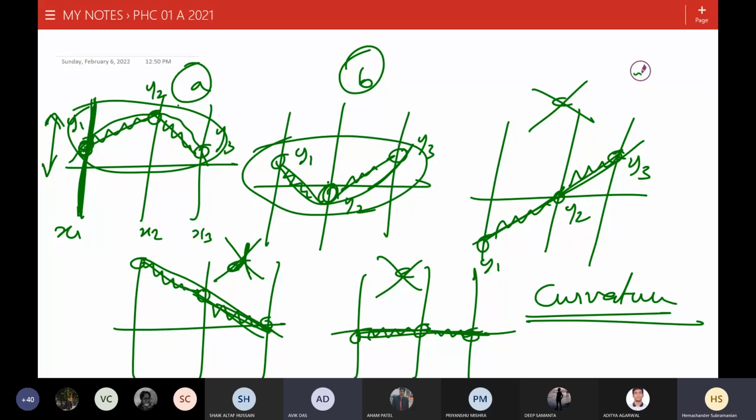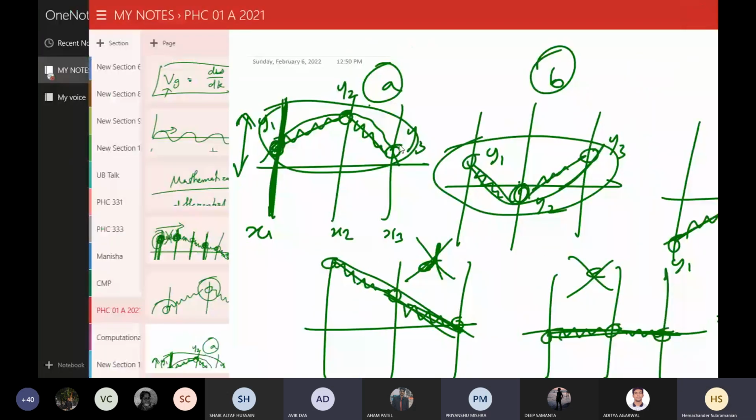Any problem here? There may be some cases where there will be a component in the perpendicular direction only, not the whole force is in the perpendicular direction. Like in the second case, one component is in the parallel direction and one component is in the perpendicular direction. So in that case also we will go for curvature, or is there anything else we can do?